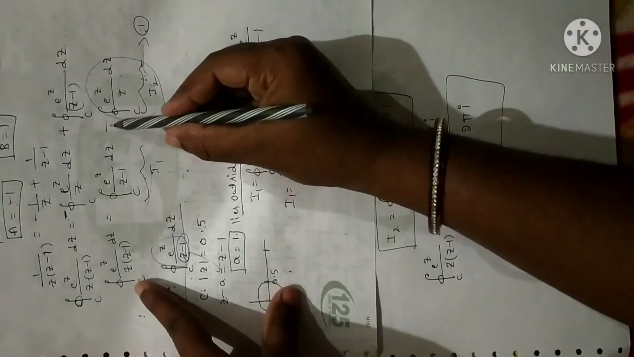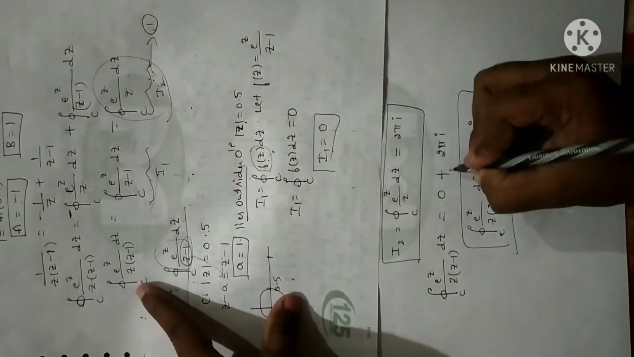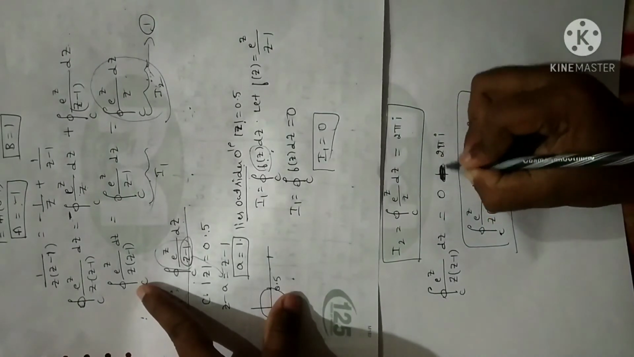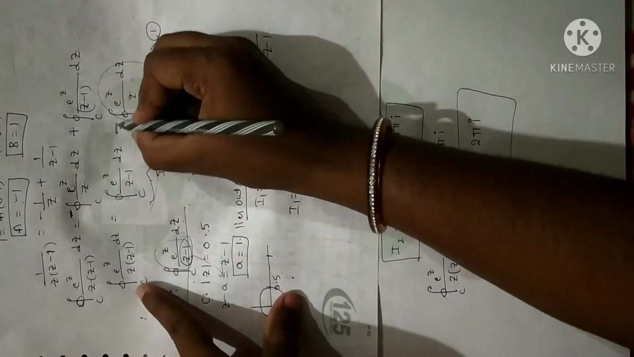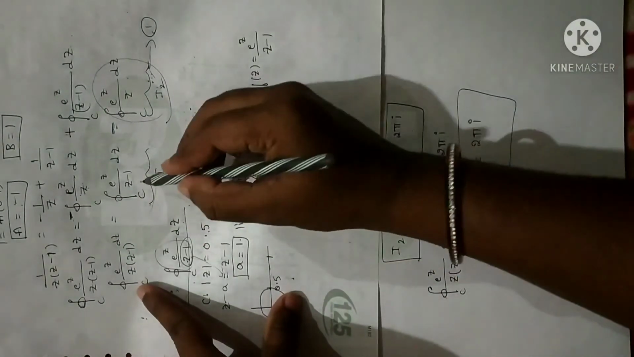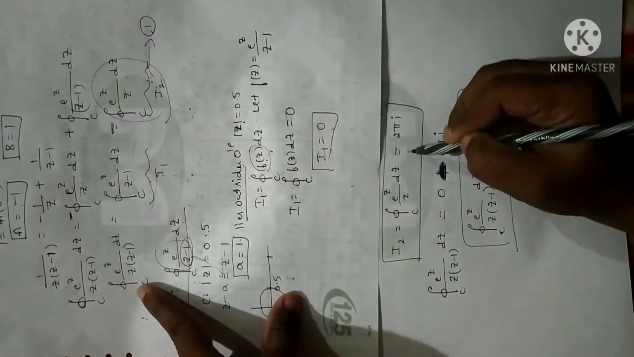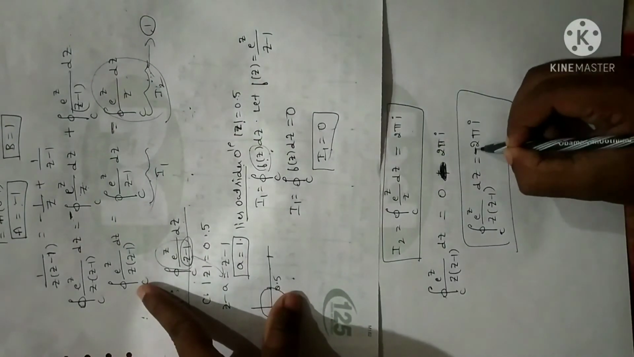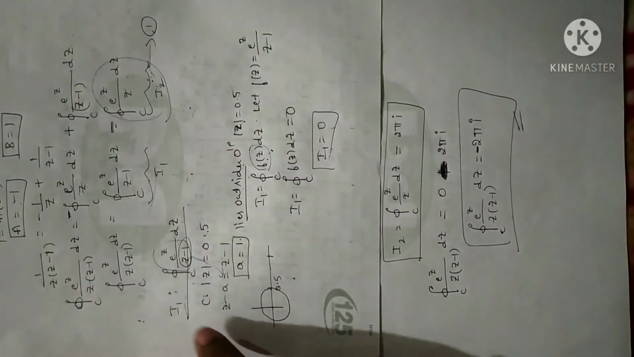I'm sorry, we have minus here, right? So I have to put minus here. I'm sorry, I forgot here. See, I have minus here, so you have to put minus here also. I1 value is 0. 0 minus I2 value is 2 pi i. So you will get minus 2 pi i here. Hope so it is clear.